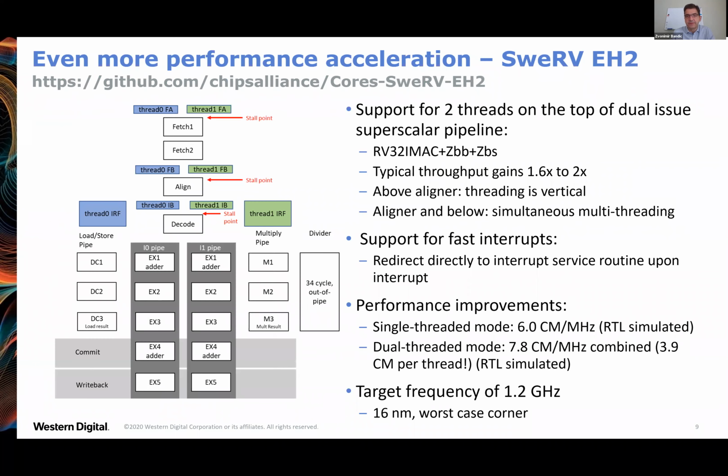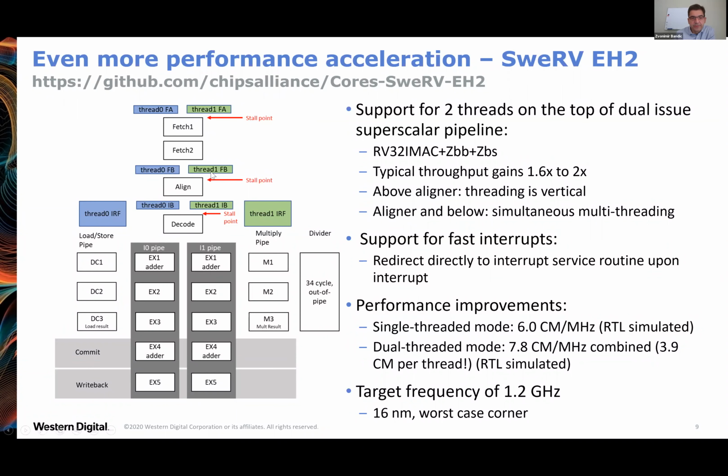Then we came with the SWIRV EH2 core, offering even more performance, right? So this is the first RISC-V embedded core fully verified that supports 2 threads. We support RISC-V 32-bit integer, multiply, atomic instructions, important for embedded compression, and also the bit manipulation instructions with this funky name ZBB and ZBS. The typical throughput gains will be, depending on the code, between 1.6 to even 2x. We'll show some data on that.